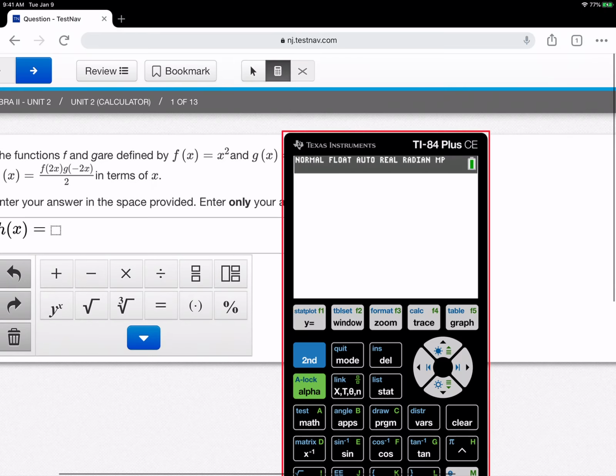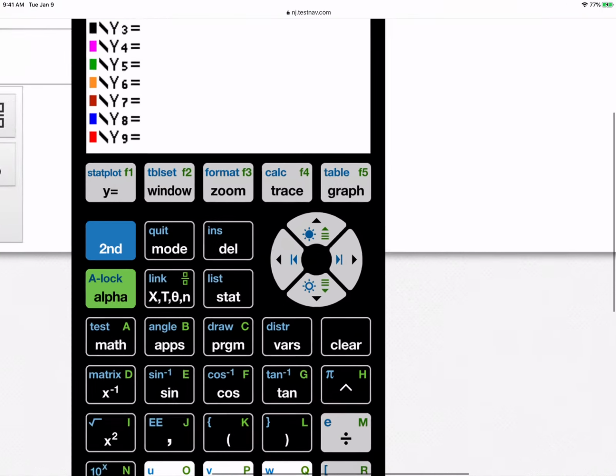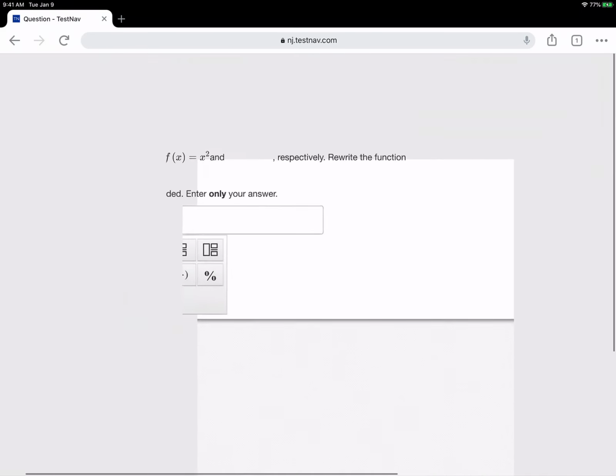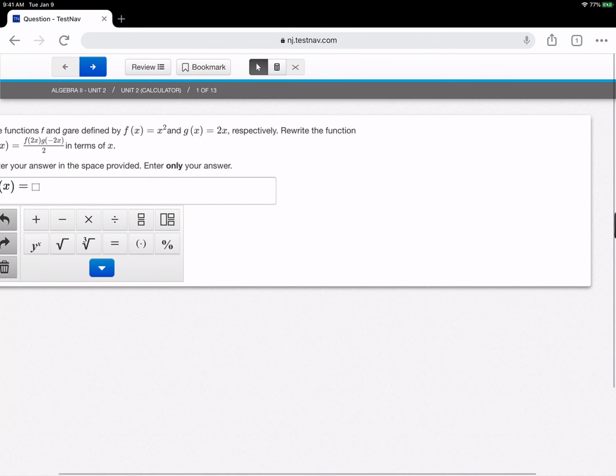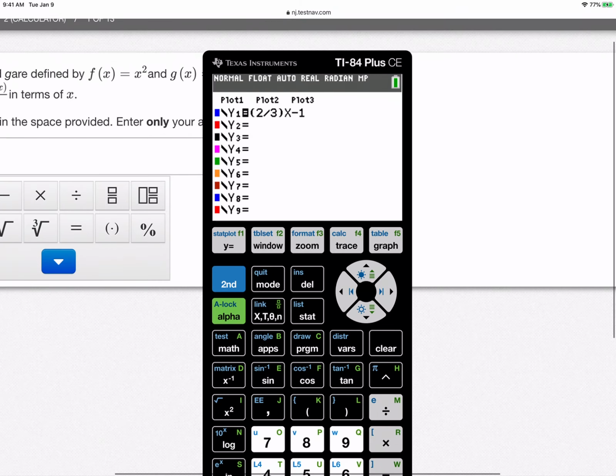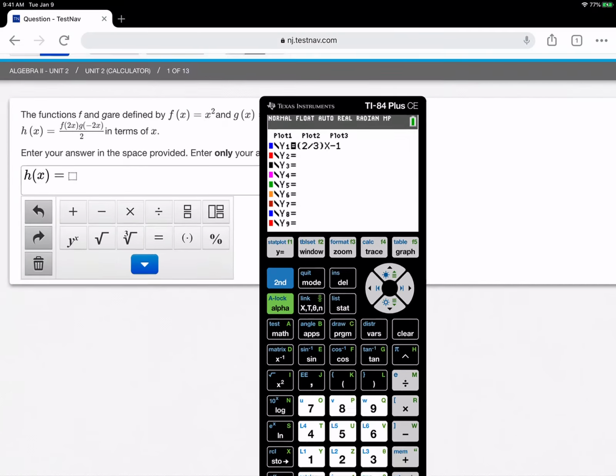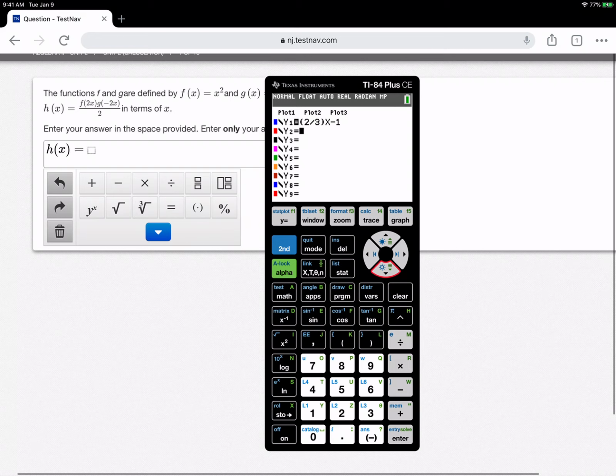So I'm going to say 2 over 3x minus 1. For those of you who don't know where x is, it's right beneath mode. Or if you see the green button, the green right of alpha is the x, comma, t, theta, comma, n. You're just going to press that and you're going to get an x. The next one is 2 over 3x, I believe it was minus 3. Just to verify, we have y-intercepts of minus 1 and minus 3.